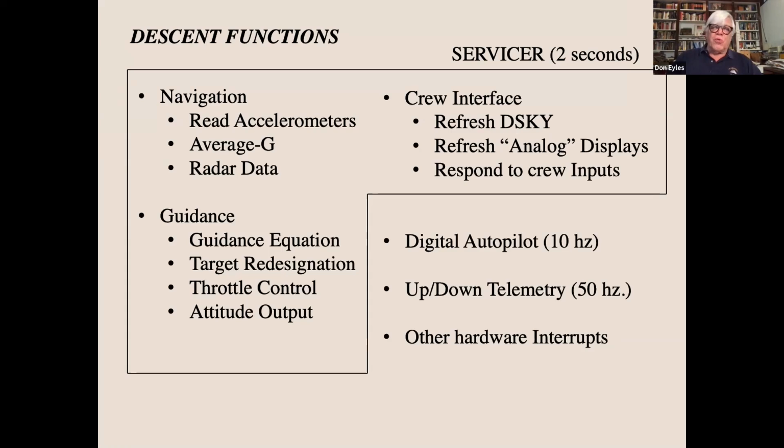And also within that 2-second cycle was the crew interface, the computation of any numbers that needed to be displayed, refreshing the DSKY, and refreshing or providing the data for refreshing the "analog" displays. I put analog in quotes. They just looked analog, sort of steampunk style gauges on the cockpit that were really operated by the computer as a backup for the vital information of altitude and altitude rate.